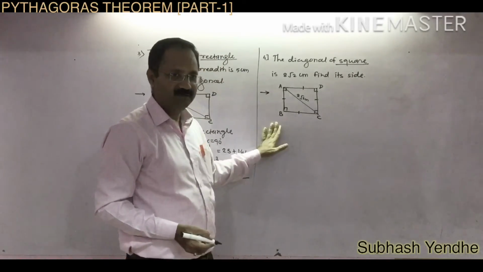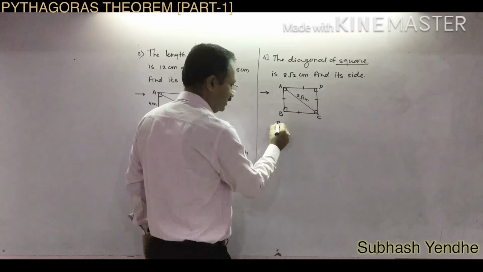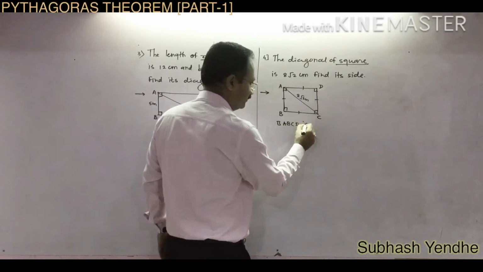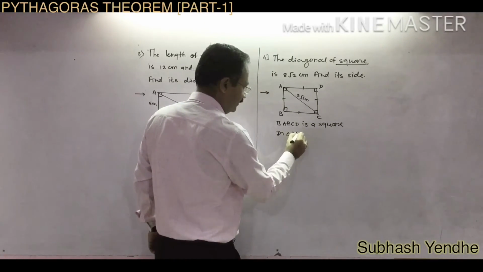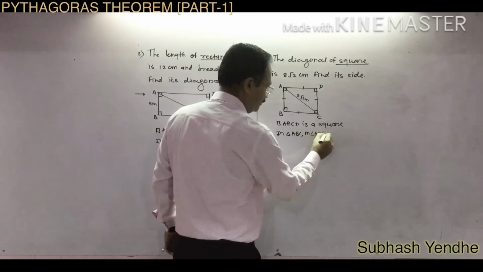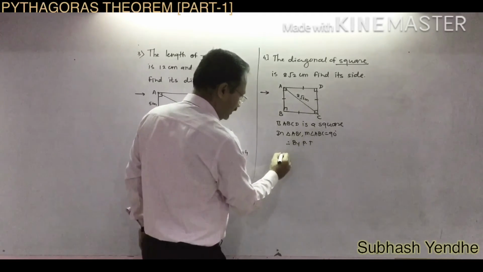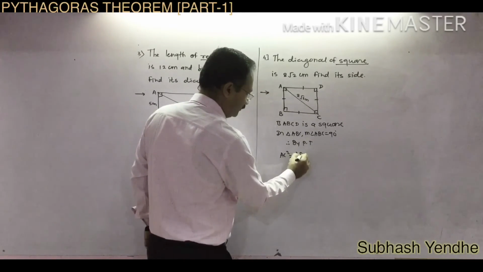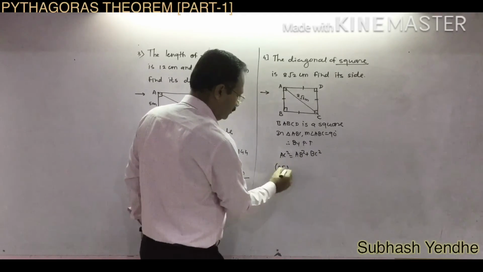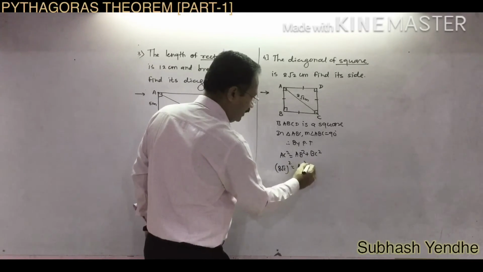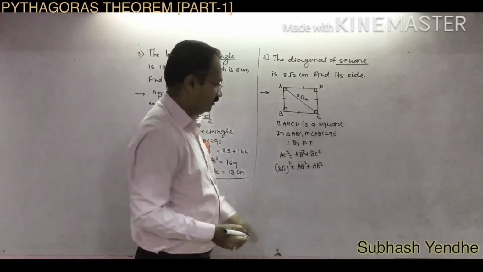But you can solve this sum by two methods. By using Pythagoras, first you have to write: quadrilateral ABCD is a square, and then in triangle ABC, measure of angle ABC equals 90. Therefore, by Pythagoras theorem, opposite to 90 is AC, so AC square equals AB square plus BC square. AC is given as 8 root 2, the whole square. AB square plus AB square. Why have I written AB again? Because both the sides are congruent.